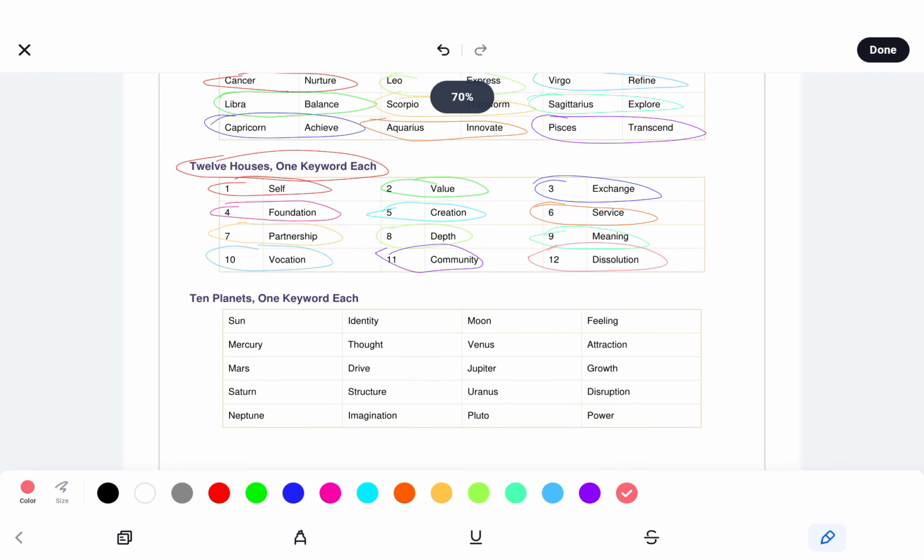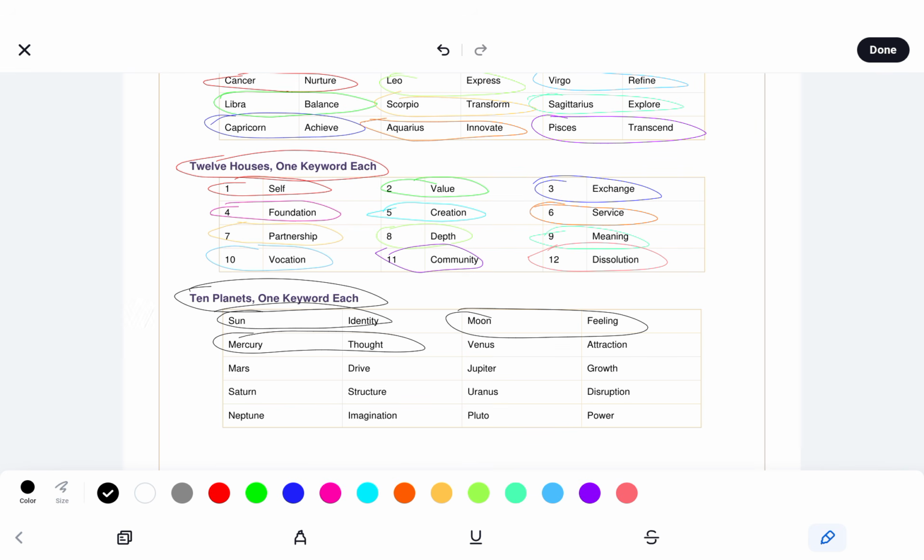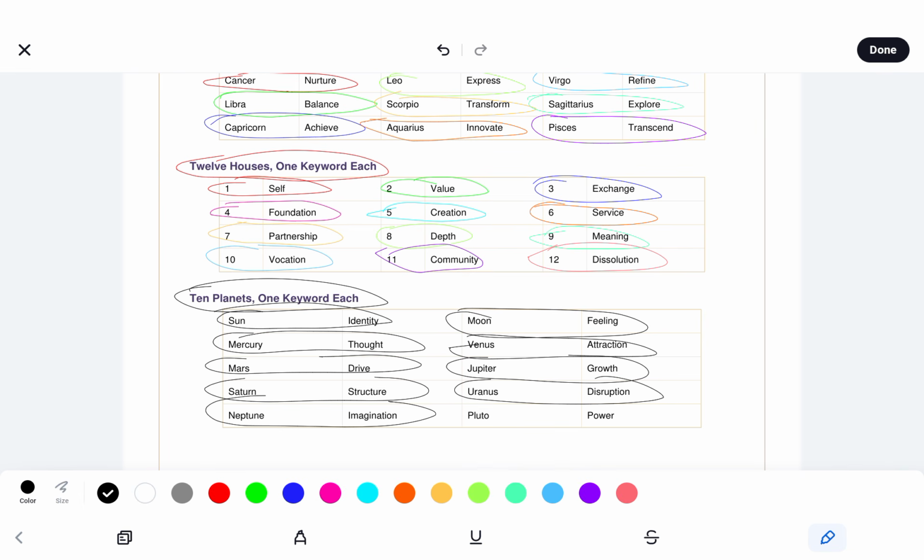And 10 planets, 1 keyword each. The Sun is identity, Moon is feeling, Mercury is thought, Venus is attraction, Mars is drive, Jupiter is growth, Saturn is structure, Uranus is disruption, Neptune is imagination, Pluto is power.